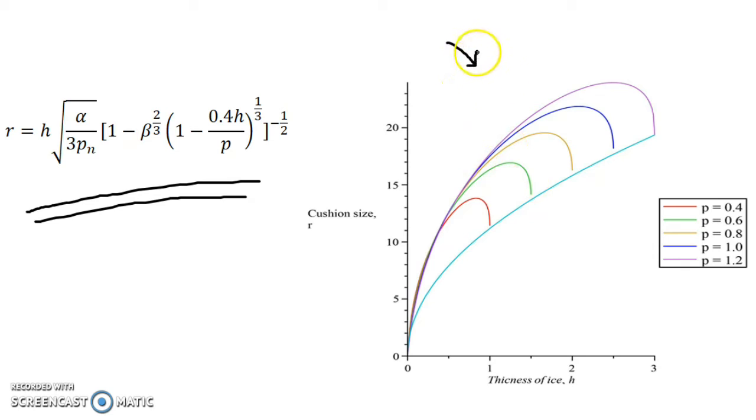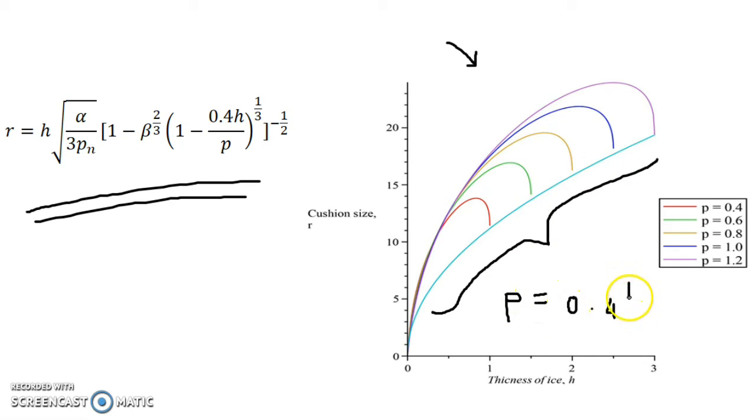Here, as we can see from the graph, the cushion size does not produce any value when it reaches the line of P equal to 0.4 H, which means that after P is greater than 0.4 H, the air cavity does not extend any more distance, which is illogical, and it's presumable that the ice would be ready to break, then extend to a larger air cavity.